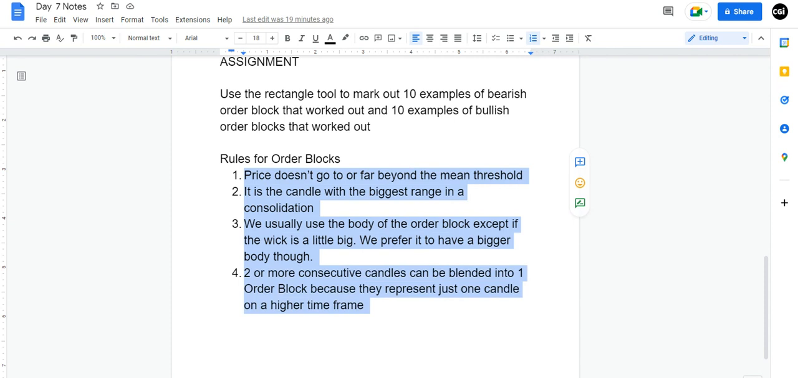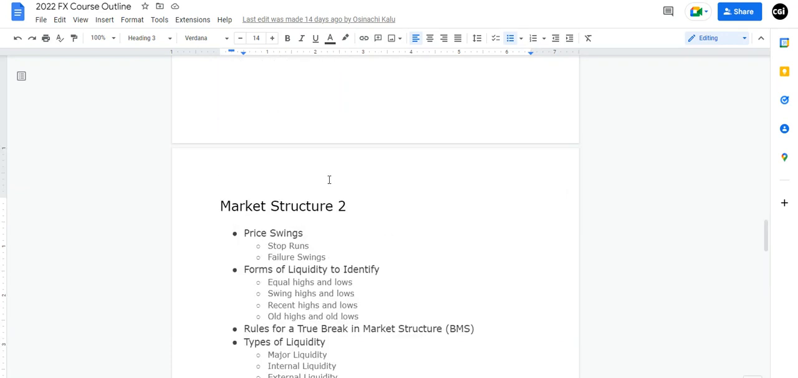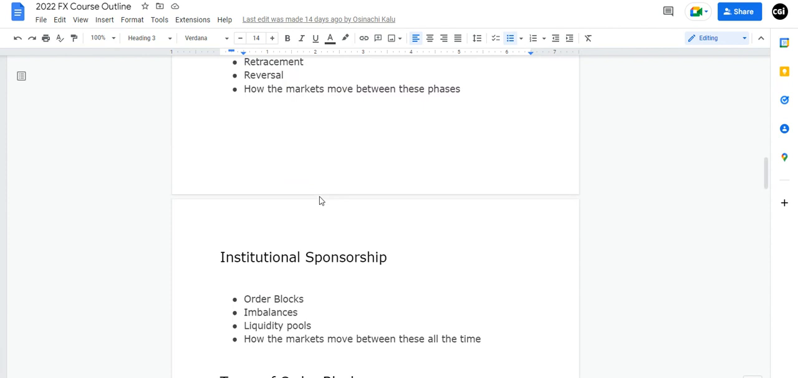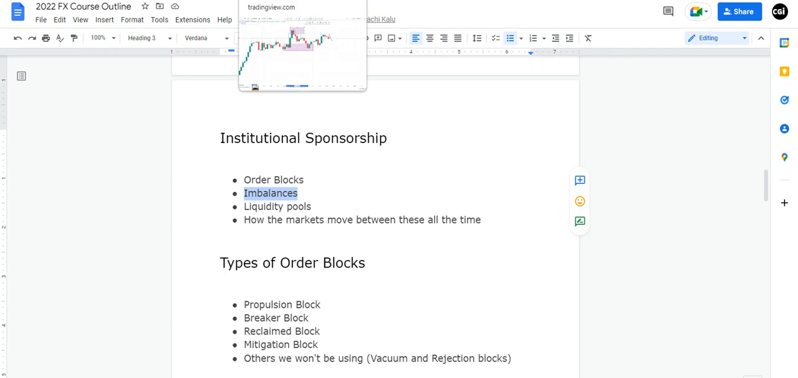Okay, so the next thing we're going to treat is imbalance. But before we treat imbalances, does anybody have a question about order block so far? Any questions about order block?